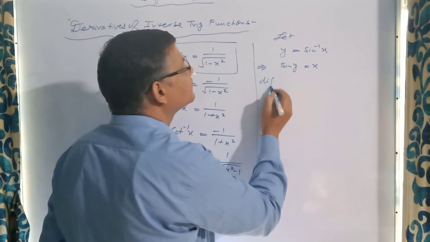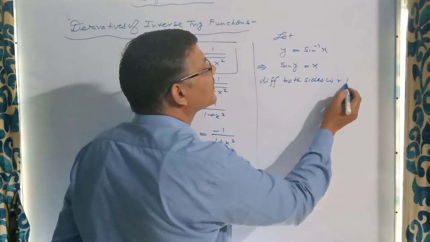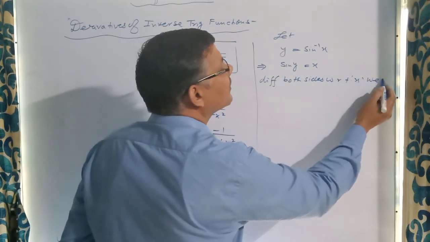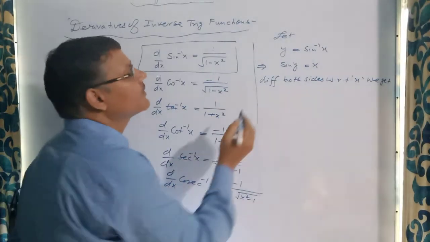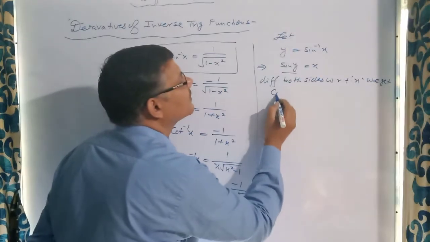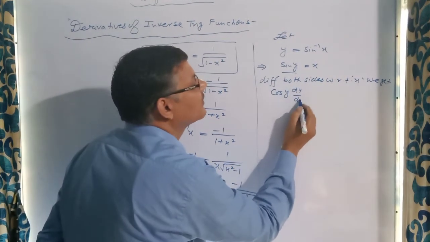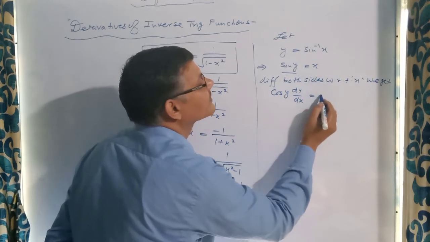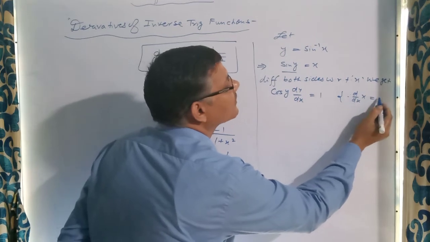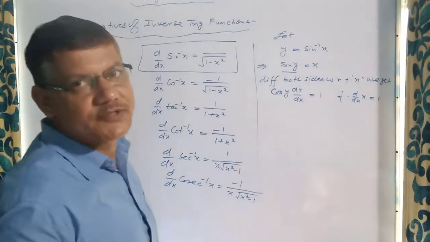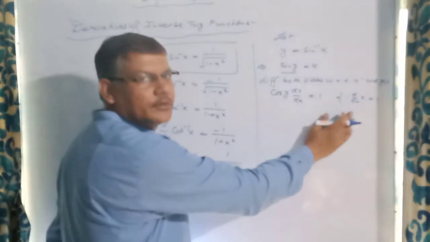Now differentiating both sides with respect to x. We are supposed to differentiate it with respect to x. So when we use chain rule, it comes as cos y, since it is y, so here dy by dx is equal to the derivative of x, which is 1, by using the formula derivative of x power n is equal to n into x power n minus 1. Here you don't need to show it, we will use it directly.